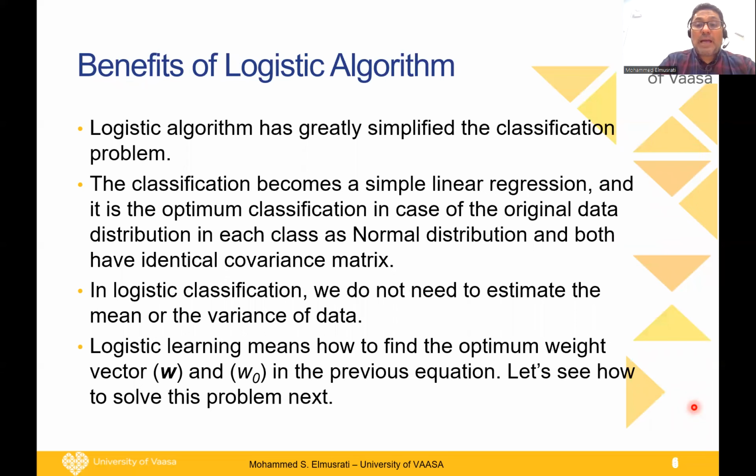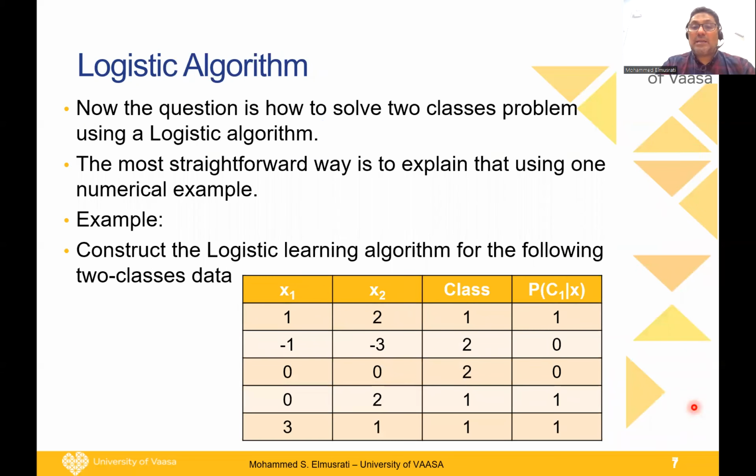Okay, now we can apply this to a simple example to see how to solve it. We have inputs like x1 and x2, and for every input we have the classes: this is in class 1, class 2, class 2, class 1 and class 1. This is the data that we had before. So if we assume that the probability of class 1 given the data is equal to 1, this is class 1, and for class 2 the probability of being in class 1 is equal to 0. This is the training data.